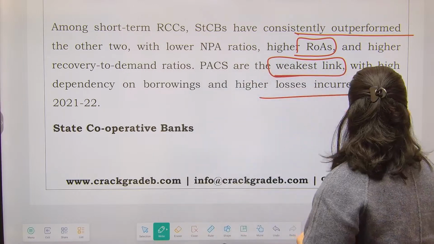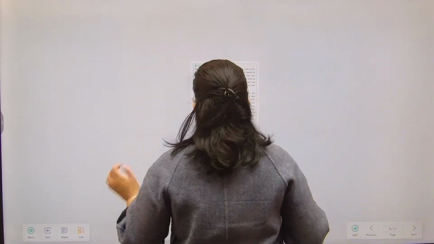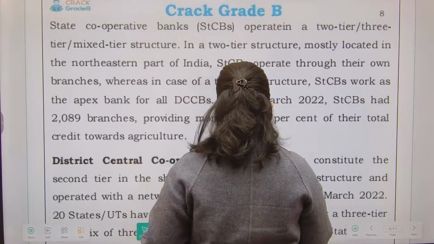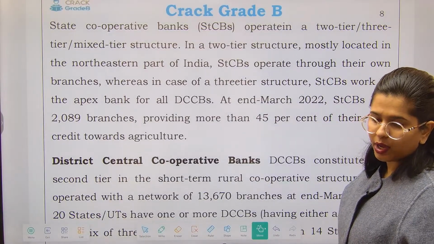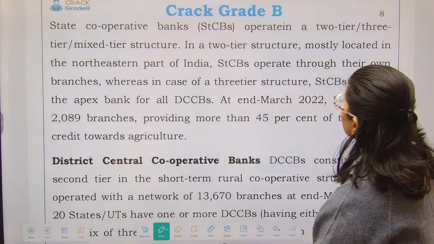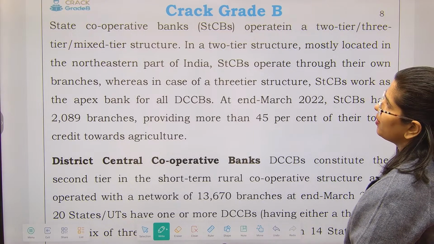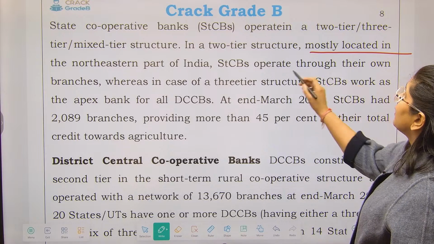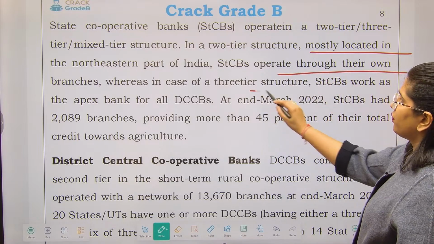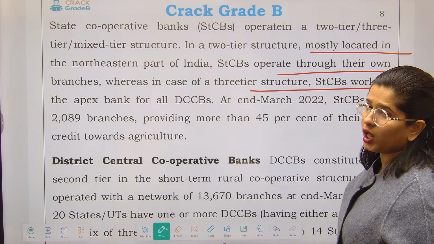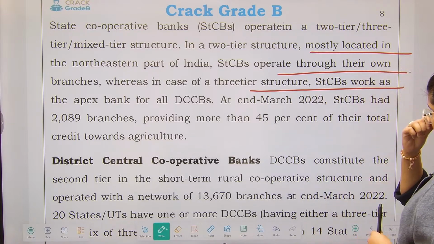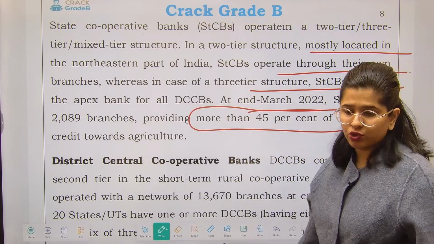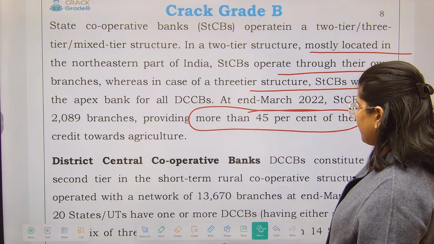Next is state cooperative banks. इसके बारे में बात करते हैं. So out of the short term structure, we have three different levels: state, district and PACS. तो अब हम इन तीनों के बारे में बात करेंगे. So state cooperative banks operate in a 3-tier or the mixed tier structure. In a 2-tier structure, they are mostly located in the northeastern part of India. They operate through their own branches, whereas in case of 3-tier structure, they work as an apex bank for all the district cooperative credit institutions, right? More than 45% of their credit is towards agriculture. So that is one thing that we can focus on.